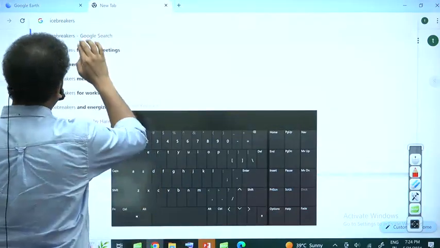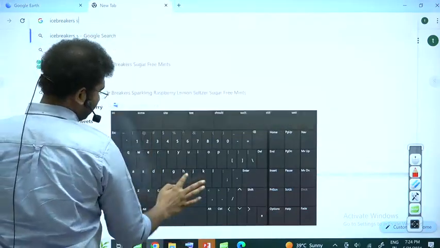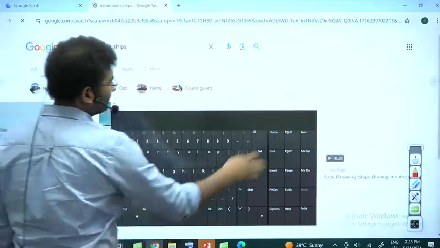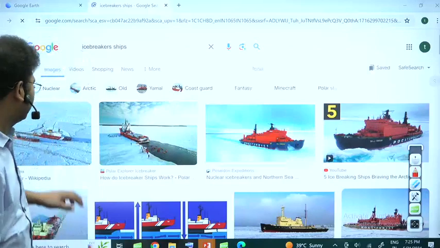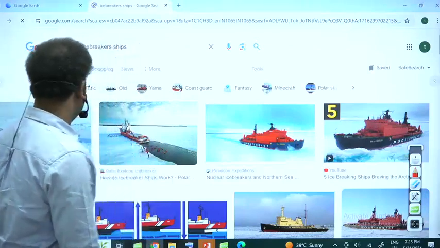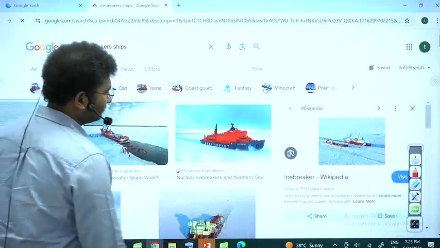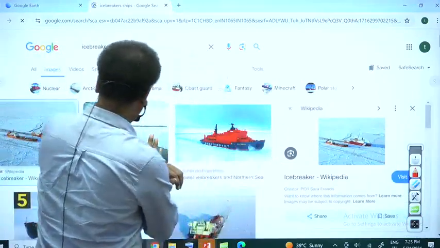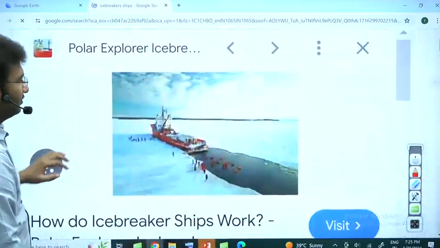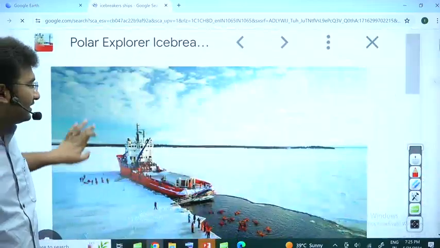See, all this is very practical to understand. But you do not interlink, so that's why things will become difficult for you. What is this? Icebreaker.